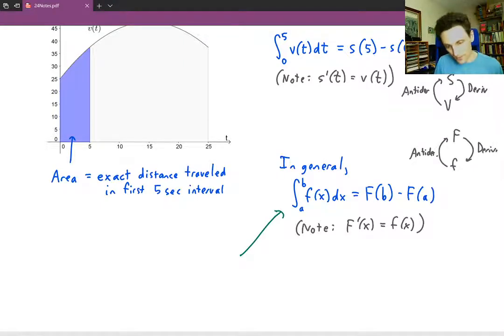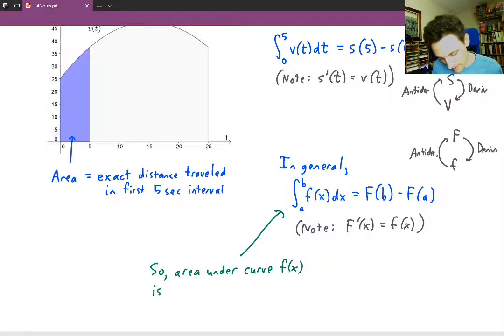So what we can do is say the area under the curve f of x is related to the antiderivative in this way.